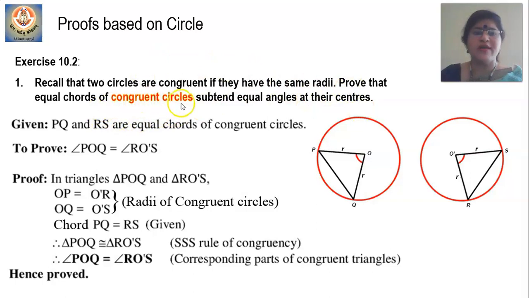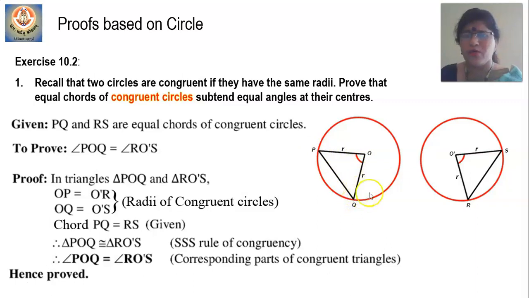Equal chords of congruent circles subtend equal angles at their center. Equal chords, that means it is mentioned that chord PQ and chord SR or RS, both of them are equal and they are chords of congruent circles. That means you have to draw two circles which are of the same radii. But what do these chords do? These chords subtend angle at the center. Are they not forming angle at the center?